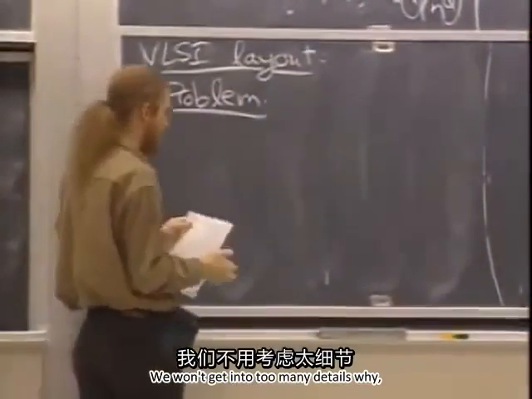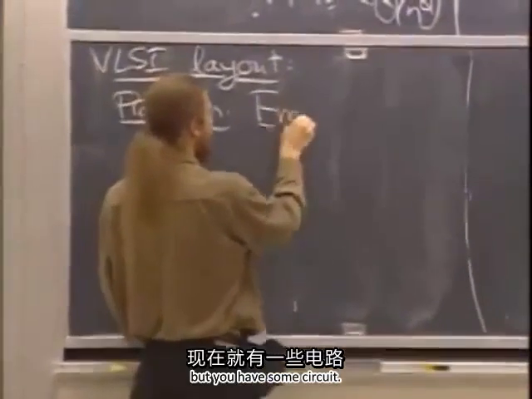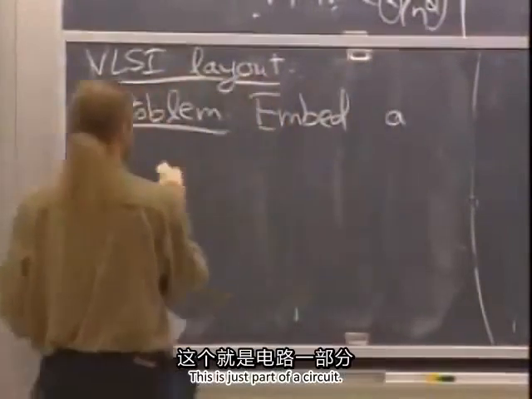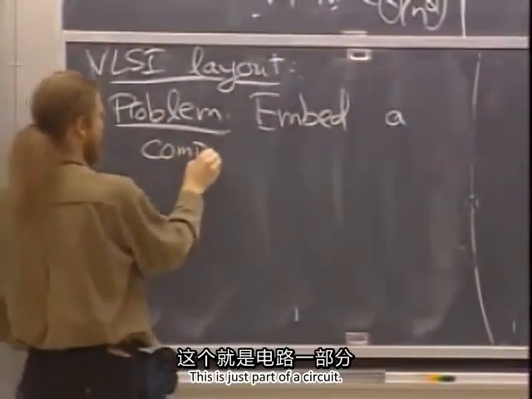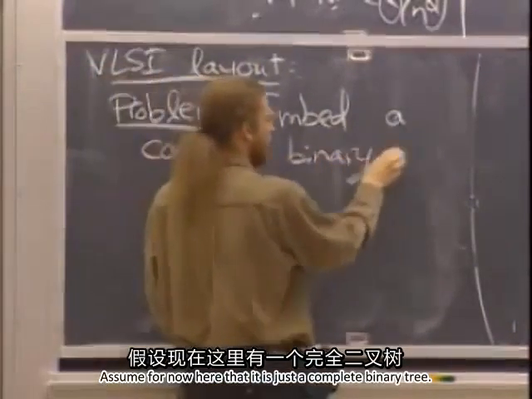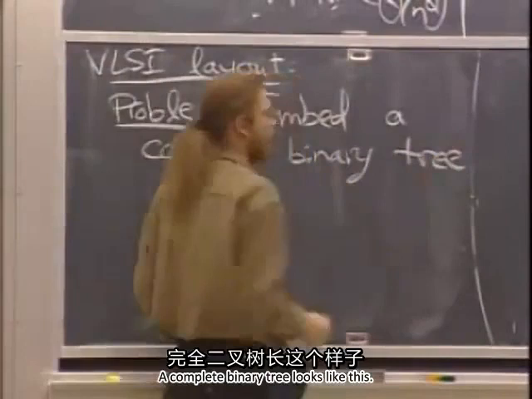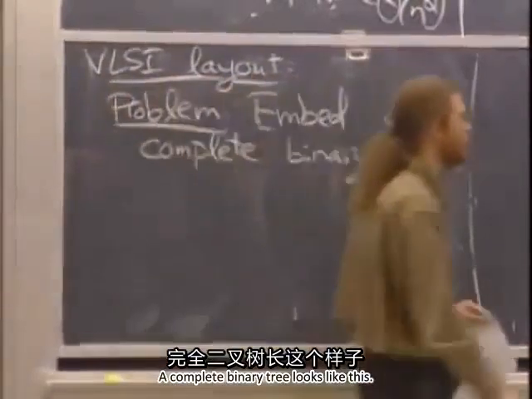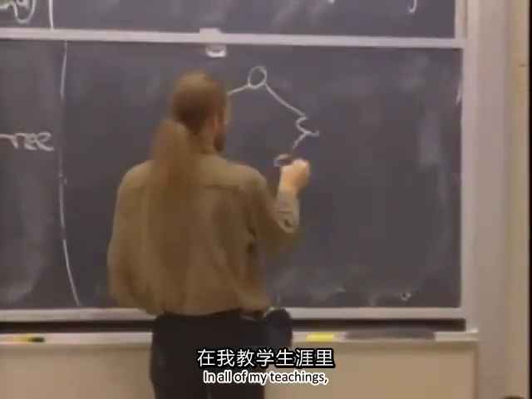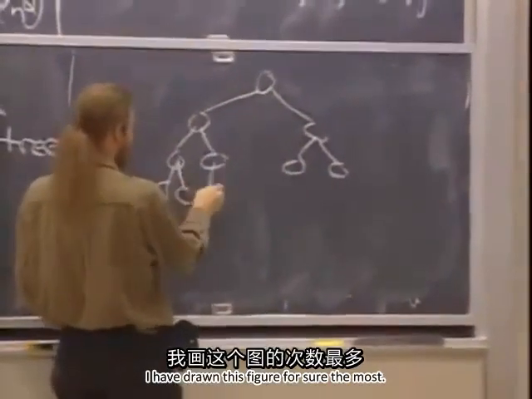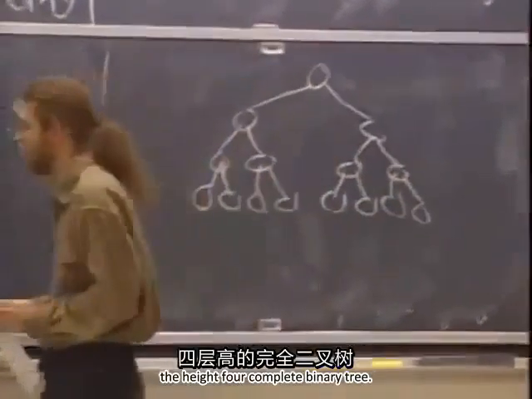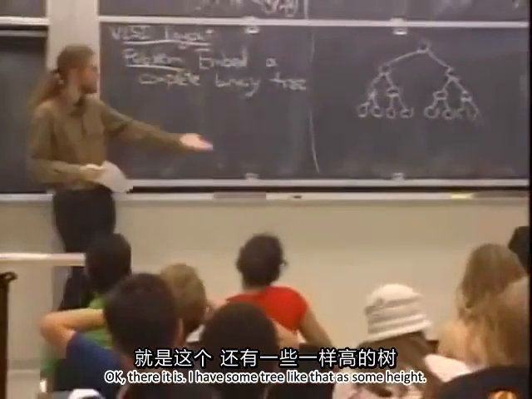I won't get into too many details why, but you have some circuit, and here I'm going to assume that the circuit is a binary tree. Okay, this is just part of a circuit. Assume for now that it's just a complete binary tree. Okay, complete binary tree looks like this. In all of my teachings, I have drawn this figure for sure the most. It's my favorite figure, the complete binary tree. Okay, there it is. I have some tree like that of some height.